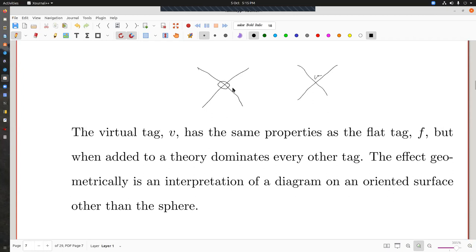And we know that the virtual crossing can be interpreted as putting the diagram on an oriented surface, where this virtual crossing means we go over a handle and so on. Well, you probably know all that.